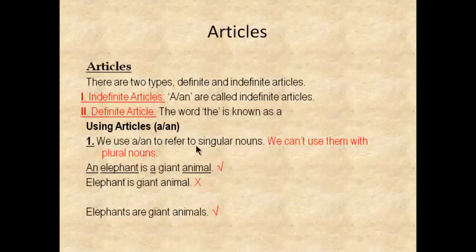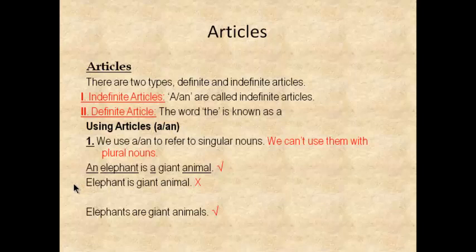We use a and an to refer to singular nouns. We can't use them with plural nouns. An elephant is a giant animal. This is a correct sentence. But if you use this one, look at this, elephant is giant animal.